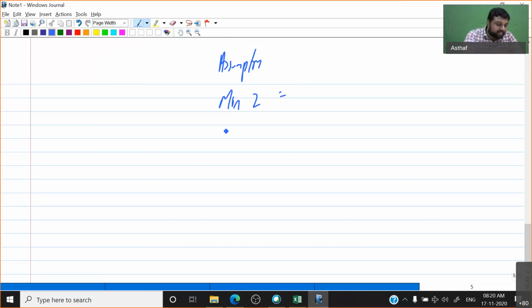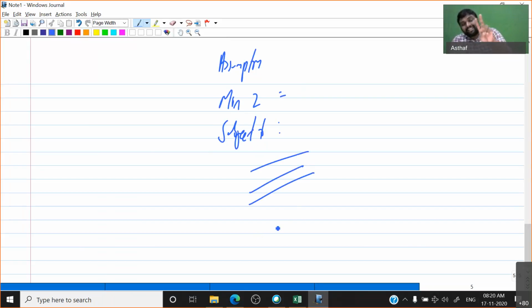Third is the constraint. It will have subject to constraints. The fourth and last one is the non-negativity condition. That means the output cannot be less than 0, so that will be non-negative. So assumption, objective, constraint, non-negativity. Those are the 4 areas we have to do.